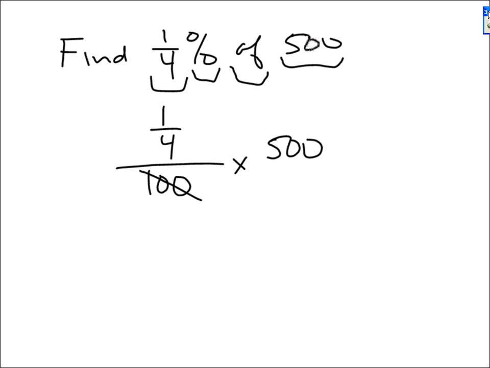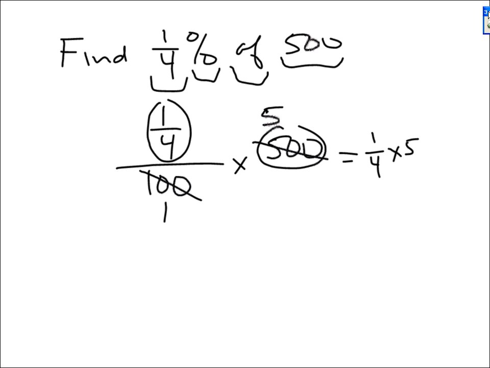This is the bottom number. This is the top number. 100 goes into this bottom number 1 time, and coincidentally that top number 5 times. So we're left with 1/4 times 5 over 1. Don't worry about the over 1. Just 5/4. 1 times 5 is 5. 4 times 1 is 4. 5 over 4.